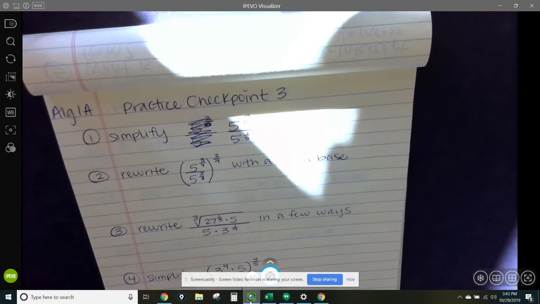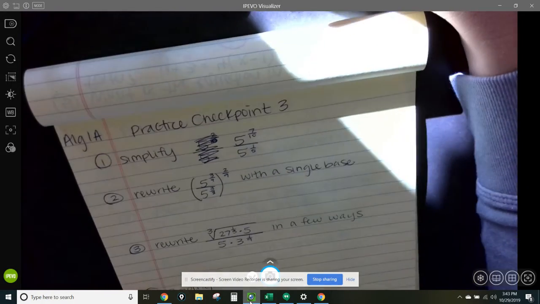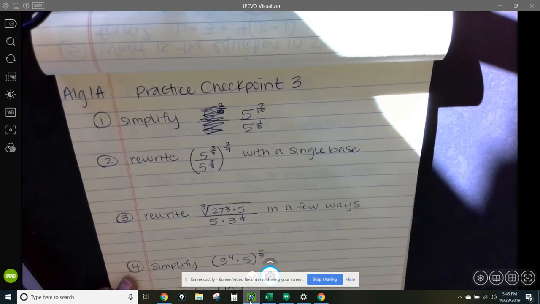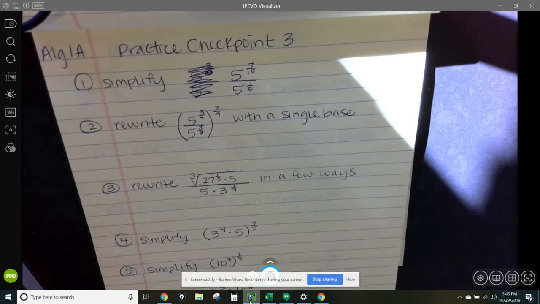Hey guys, this video is for a practice for checkpoint 3. So get out a piece of paper, write down these problems, do them along with me, and then you can use this as your notes when you take your actual checkpoint right after this video.